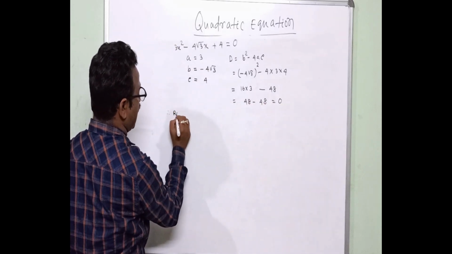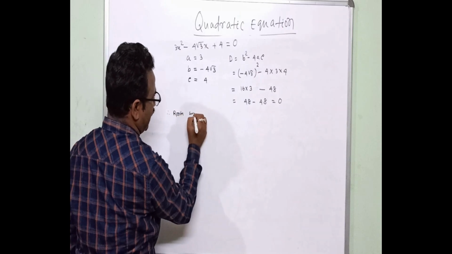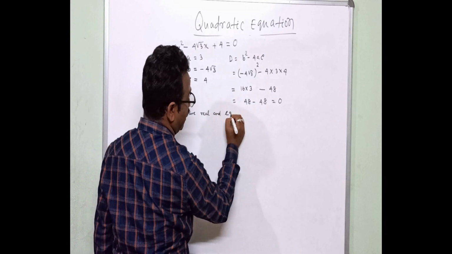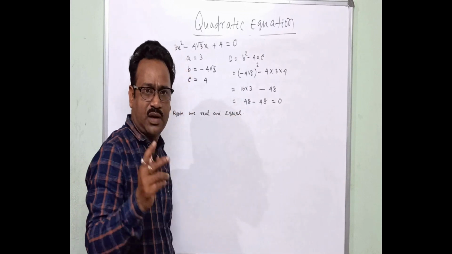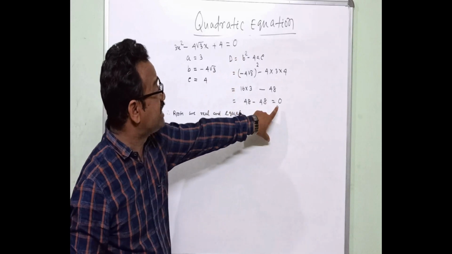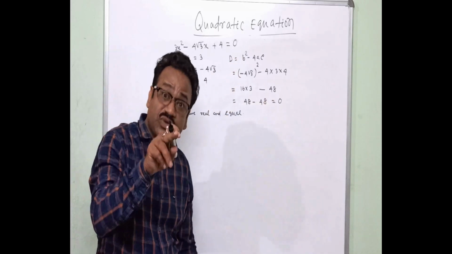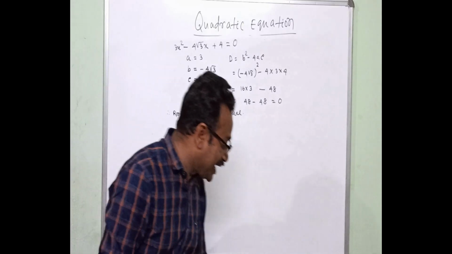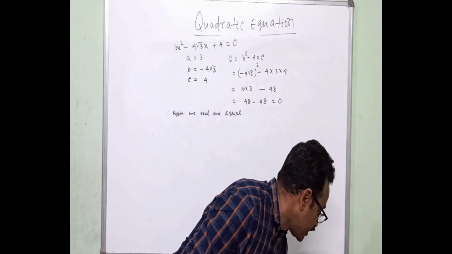Therefore, roots are real and equal. Understood? So here D is equal to 0, b square minus 4ac is equal to 0, so roots are real and equal. Now go to the next one.